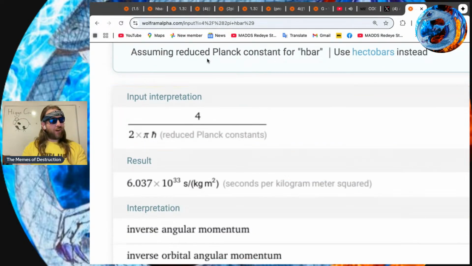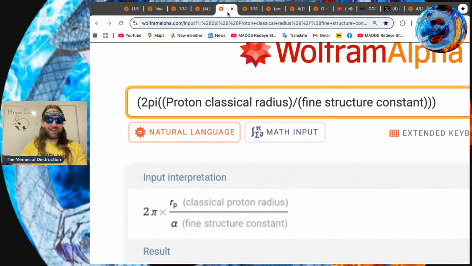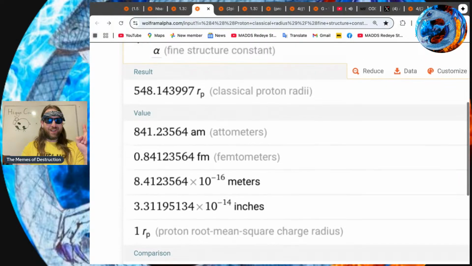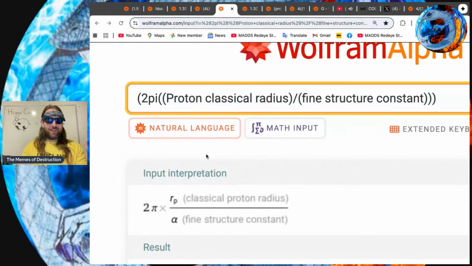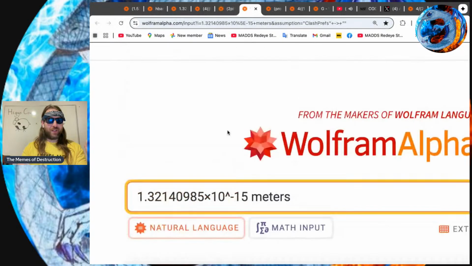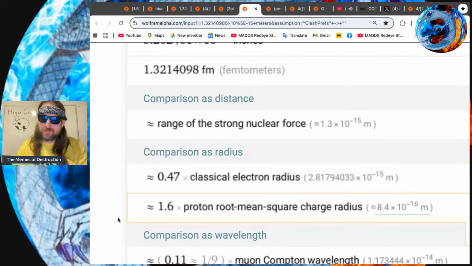Now we have 4. Is this why there's 4? Is this why this seems to be the case, why we have that 4 alpha thingy? Because it's literally just 4 divided by that circle thing. And then, okay, where are we trying to get to? So this gives us the proton radius. This gives us the Compton radius of the proton, because that's what it is, which is this range of the strong force.